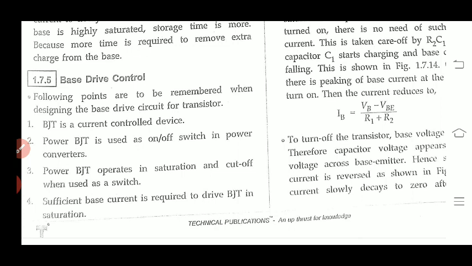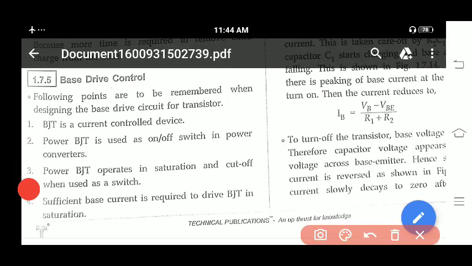Next we are focusing on the concept of how we can reduce this turn on time as well as turn off time. The following points are to be remembered when designing the base drive circuit. BJT is current controlled, we know that. BJT is used as an on and off switch in power electronics controllers. Power BJT is used only in the saturation region and cutoff region. Sufficient base current is required for the BJT to be driven into saturation.